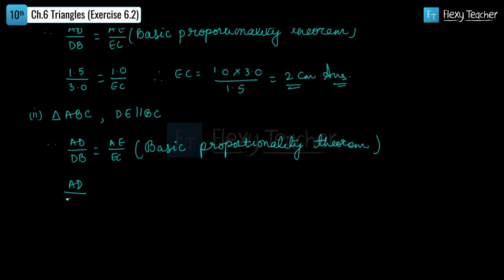DB is 7.2, AE is 1.8, EC is 5.4. Therefore, AD is equal to 1.8 into 7.2 upon 5.4. So this is equal to 2.4 centimeter. And this is the answer.